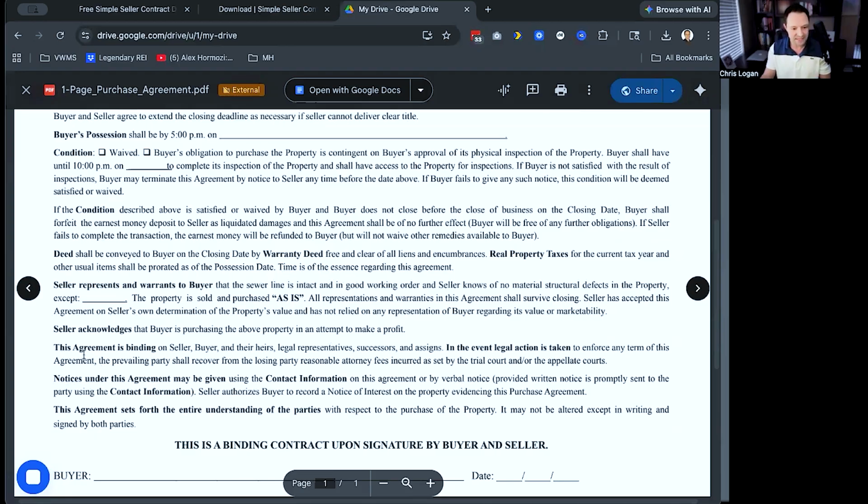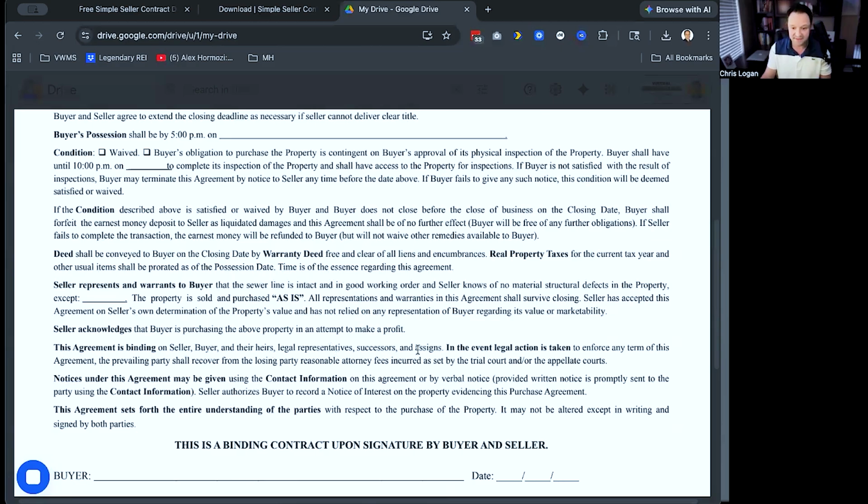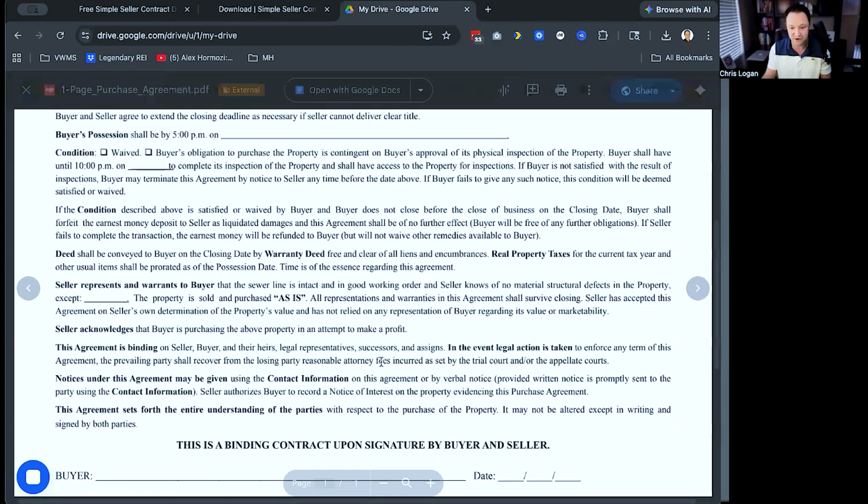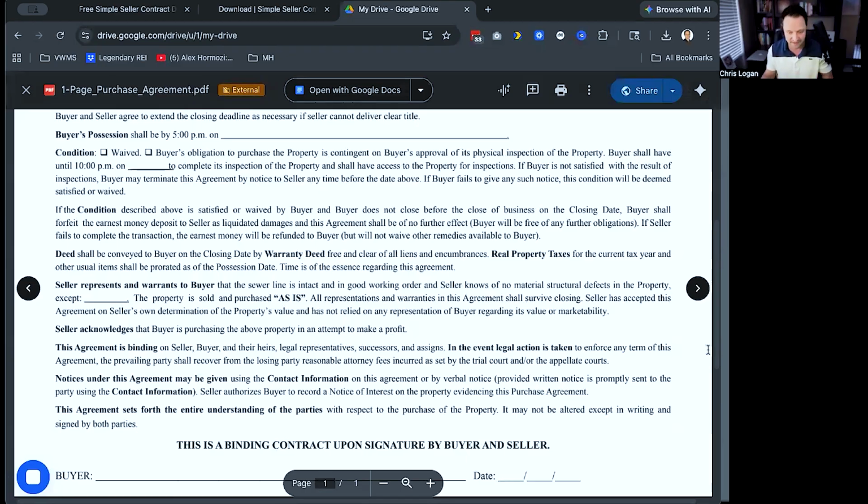Okay, this next piece right here. This agreement is binding on seller, buyer, and their heirs, legal representatives, successors, and assigns. In the event legal action is taken to enforce any term of this agreement, the prevailing party shall recover from the losing party reasonable attorney's fees incurred as set by the trial court and/or appellate courts. Now, the seller cannot go after you if you don't perform on this agreement. Based on the language in our agreement, deposit is sole remedy. But this is if we are going to be going after the seller if they don't perform.